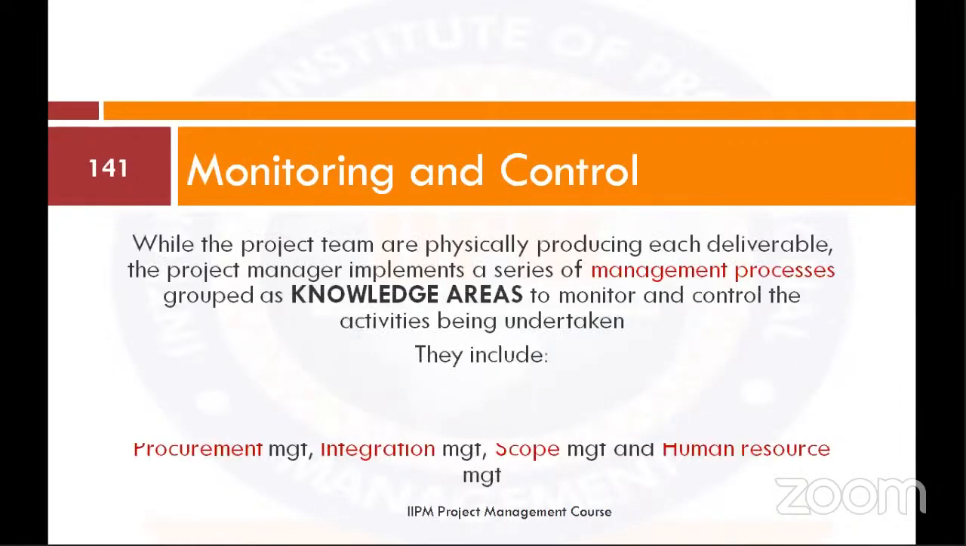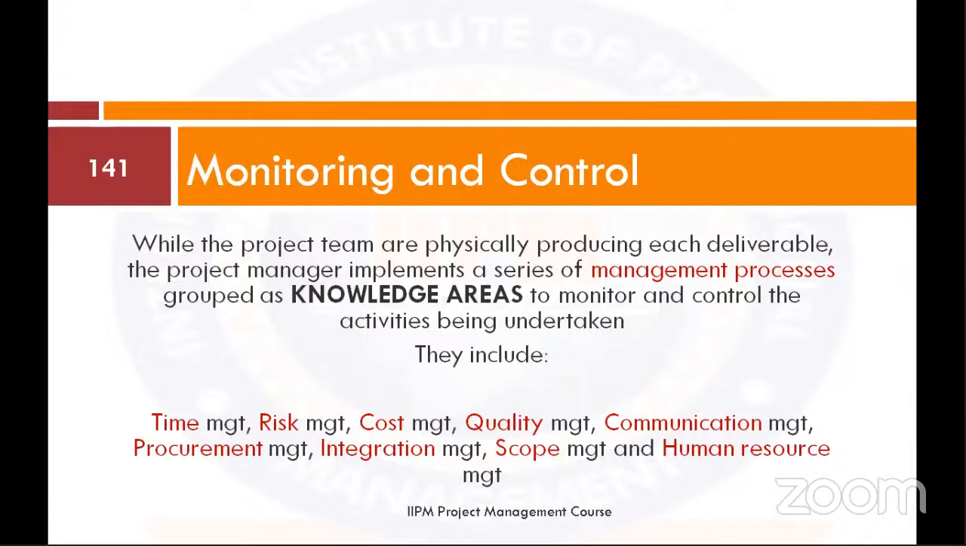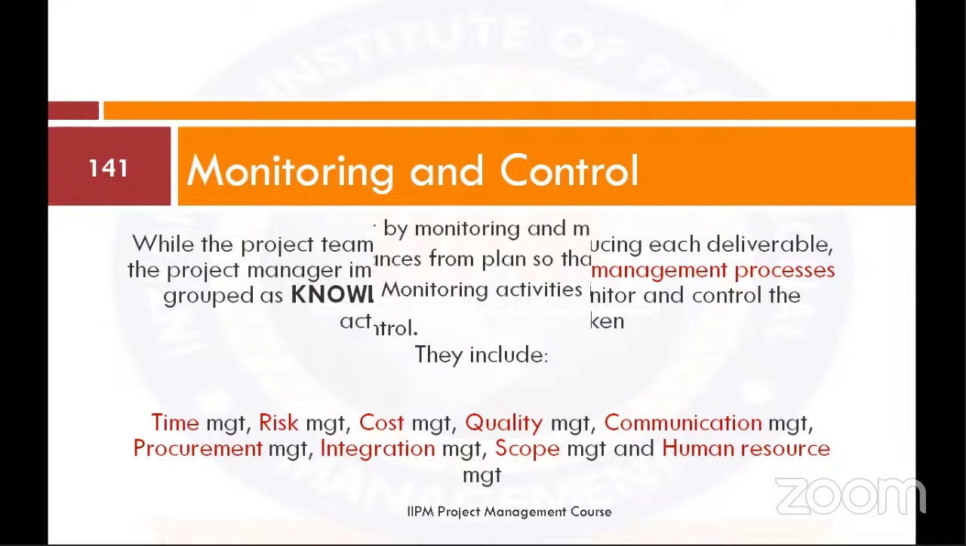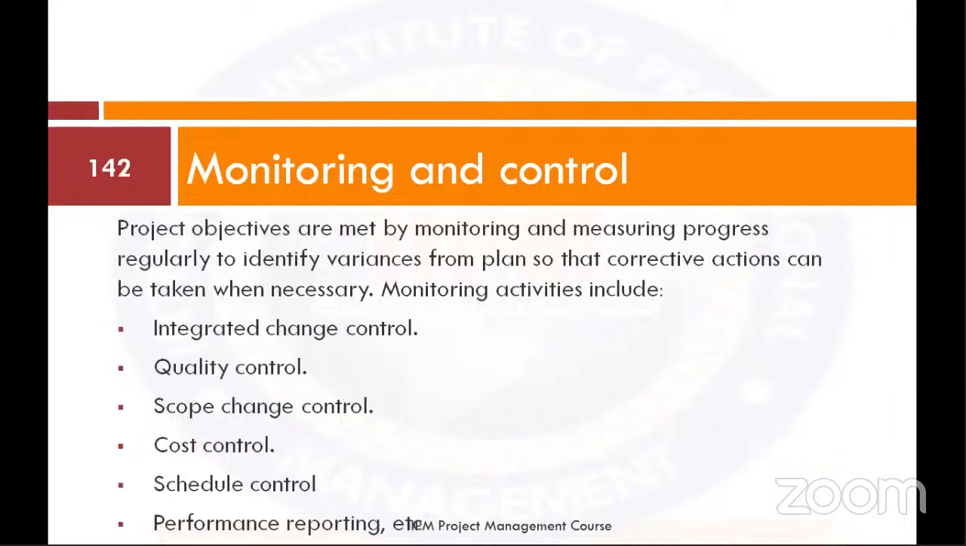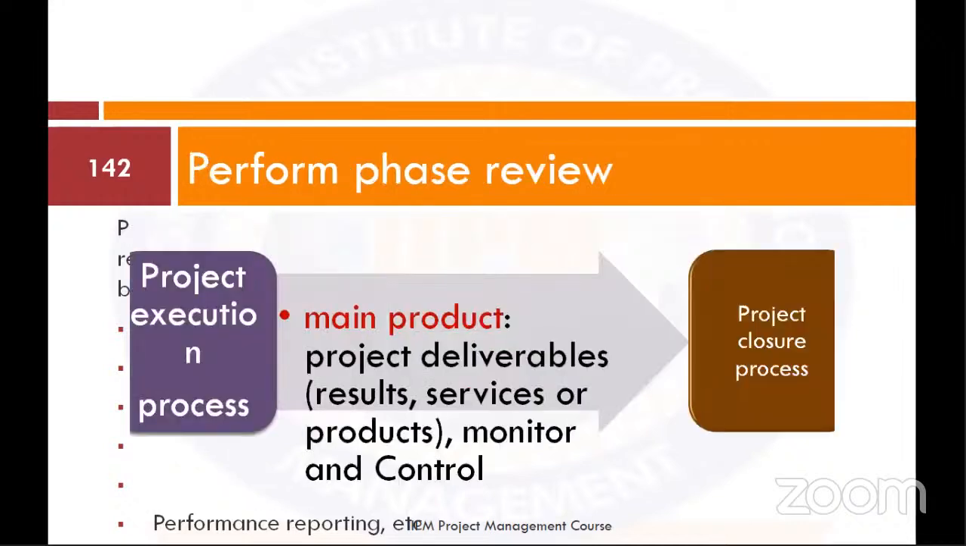Okay, in monitoring and control, while the project team are physically producing each deliverable, the project manager implements a series of management processes grouped as knowledge areas to monitor and control the activities being undertaken. They include time management, risk management, and all of the things we've mentioned earlier. Monitoring activities include integrated change control, quality control, scope change control, cost control, schedule control, performance reporting, and so on.